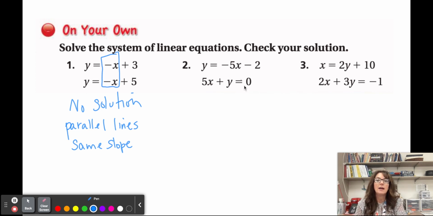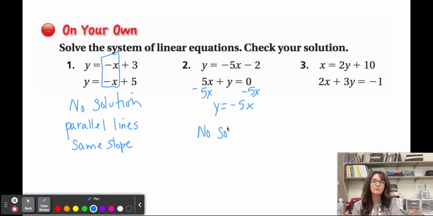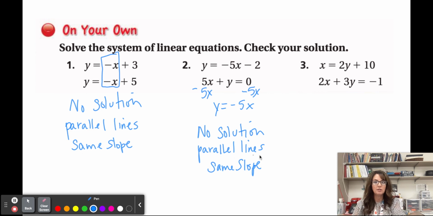Looking at this one, they are not both in slope-intercept form, but this is a quick fix for the second equation. So we get y is equal to negative 5x. Notice, negative 5x, same slope. Again, no solution, because parallel lines and same slope. That's the main thing, being able to explain yourself.